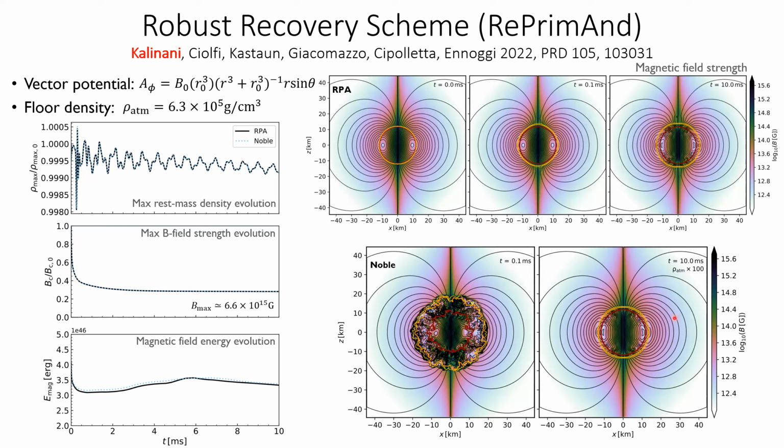If we increase the value of the artificial atmosphere outside the star, in this case by a factor of 100, then the Noble scheme doesn't have any problem in recovering the correct values for the primitive variables. So it's really a problem that appears when you have a high level of magnetization, so the ratio of magnetic pressure to gas pressure, or, if you prefer, magnetic energy density over rest-mass energy density. In the case of RePrimAnd, they really deal without any problem with very large values of magnetization.